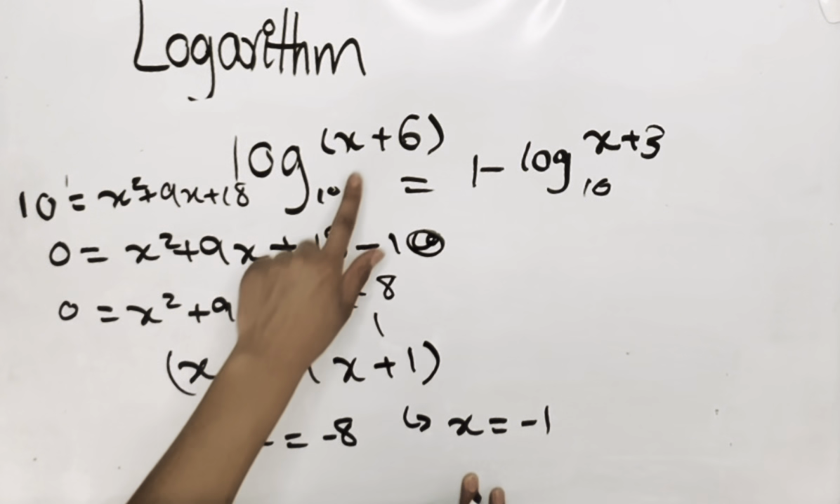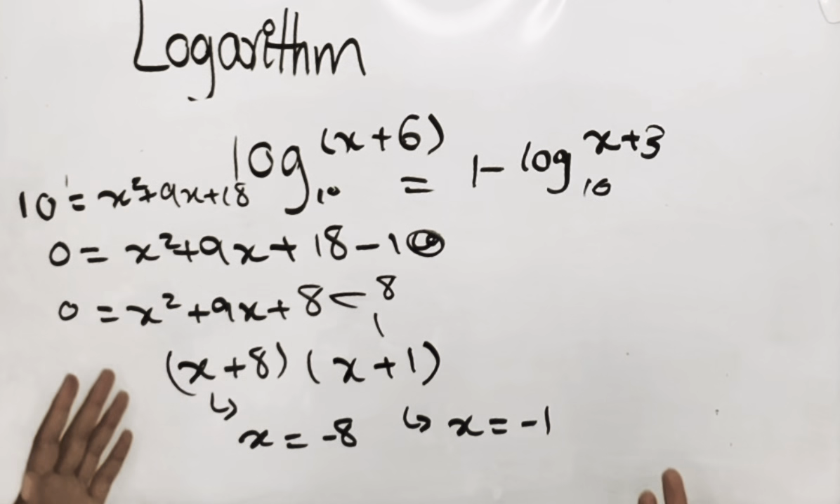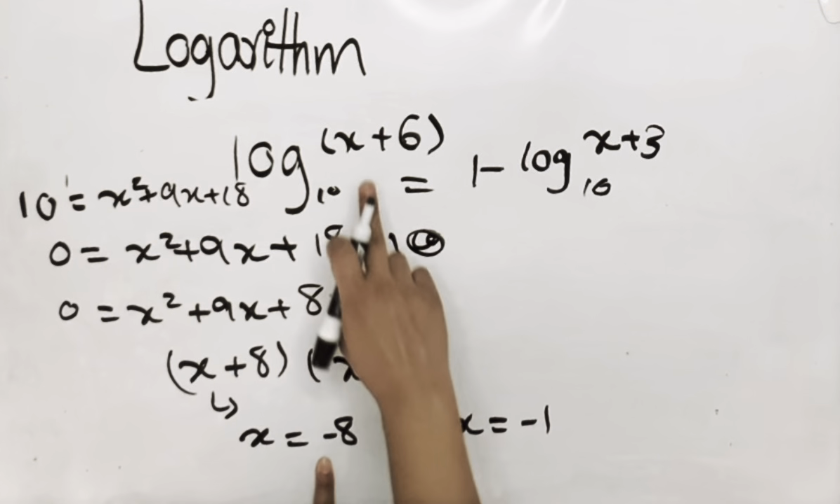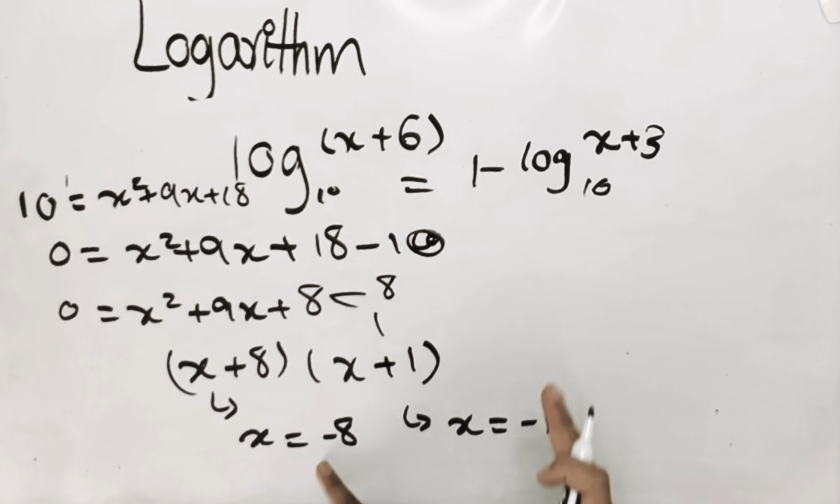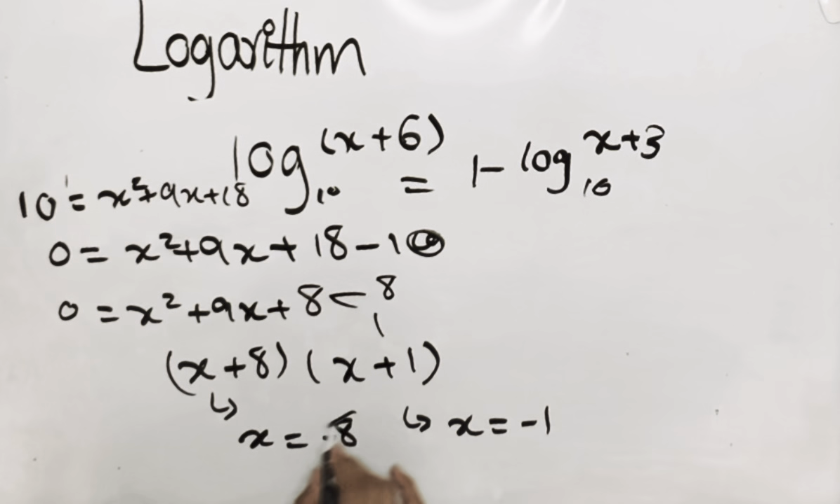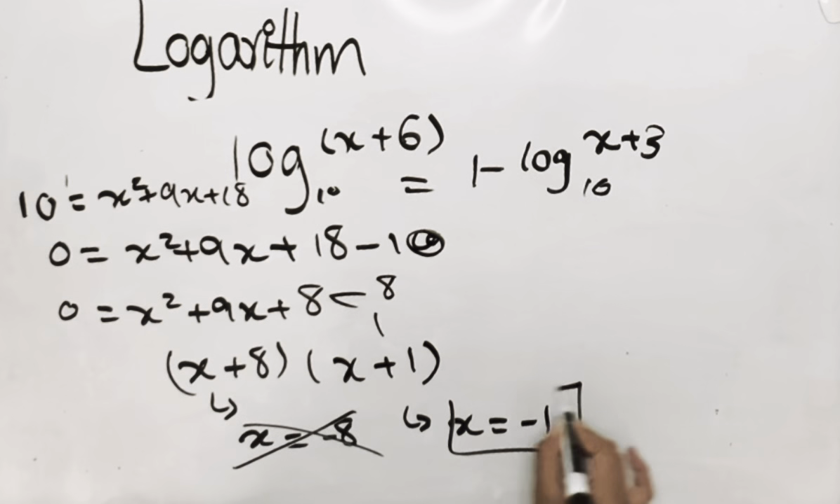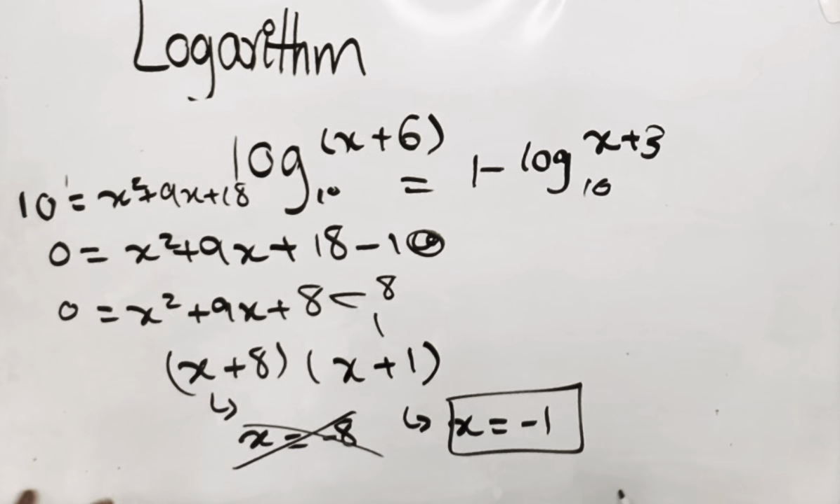Now if we put both of these numbers over here, you can see that since negative 8 gives us a negative argument, we should know that this is not correct. So the only possible answer is x equals negative 1. And in just a moment, I will tell you why the arguments cannot be negative.